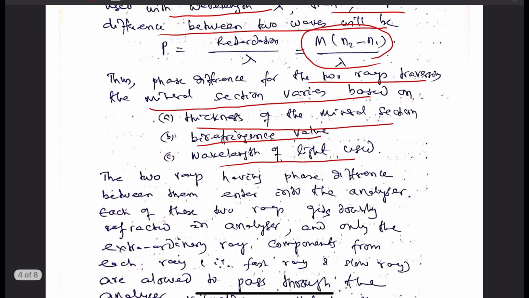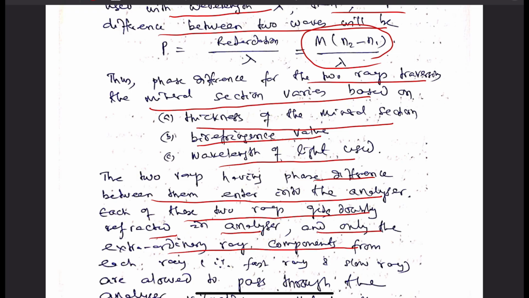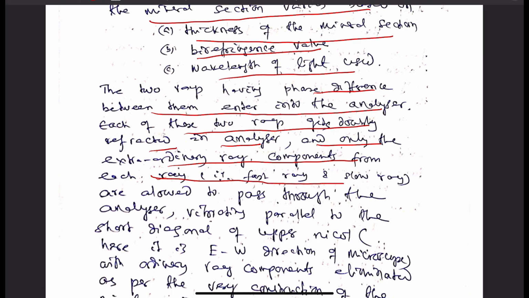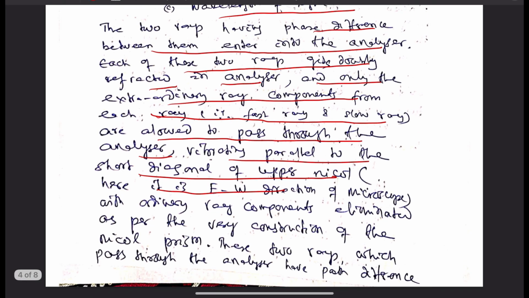The two rays having phase difference between them enter into the analyzer. Each of the two rays gets doubly refracted in the analyzer, and only the extraordinary ray components from each ray, fast and slow ray, are allowed to pass through the analyzer, vibrating parallel to the short diagonal of the upper nicol or analyzer, and that is east to west direction. As the ordinary ray components are eliminated, and E ray components are being allowed to pass through.